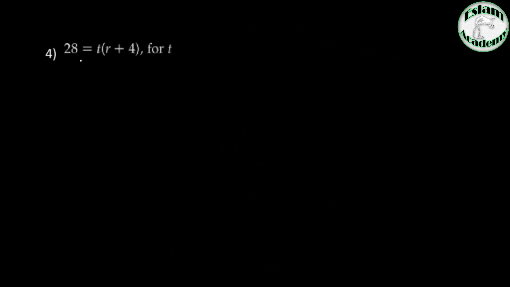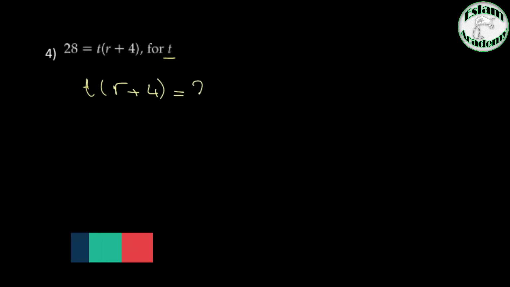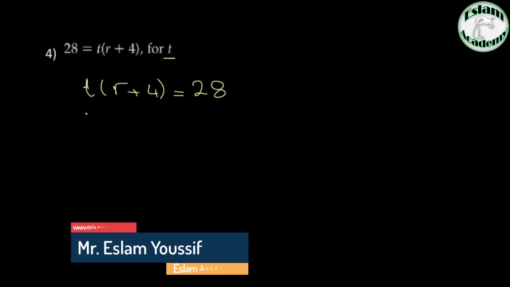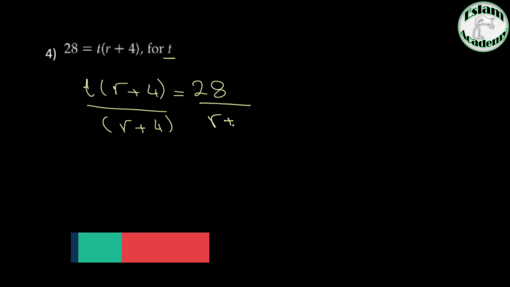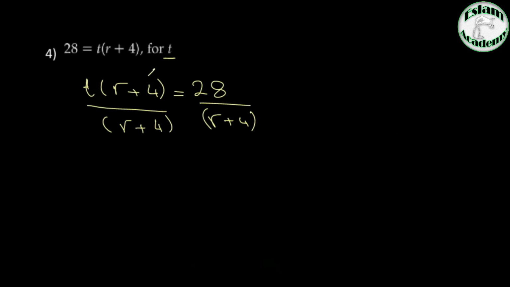Number 4. 28 equals t times r plus 4. We need to solve for t. So that's t times r plus 4 is equal to 28. To solve for t, we need to divide all of the equation by r plus 4. So we cancel r plus 4 and r plus 4. Then t is equal to 28 divided by r plus 4.